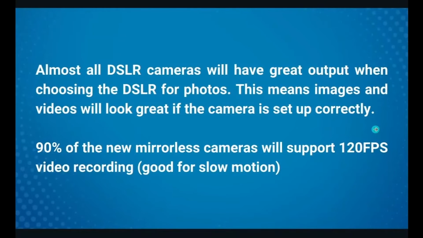Almost all DSLR cameras will have a great output when choosing the DSLR for your photos. This means that images and videos will look great if the camera is set up correctly. 90% of the new mirrorless cameras will support slow motion recording. So when it comes to DSLR for photography, if you are not going to use it for slow motion video and 360 videos, you can even go with the basic cropped sensor camera, which would be the beginner's camera that is supported with Snappic, the Canon T6. That's a Canon Rebel T6, and that would be the cheapest camera that you can use that will still create great photos.